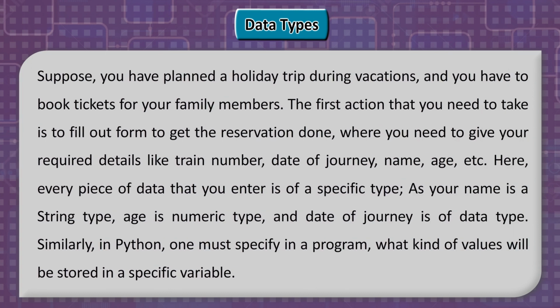Data type. Suppose you have planned a holiday trip during vacations, and you have to book tickets for your family members. The first action that you need to take is to fill out a form to get the reservation done, where you need to give your required details like train number, date of journey, name, age, etc. Here, every piece of data that you enter is of a specific type, as your name is a string type, age is numeric type, and date of journey is of date type. Similarly, in Python, one must specify in a program what kind of values will be stored in a specific variable.